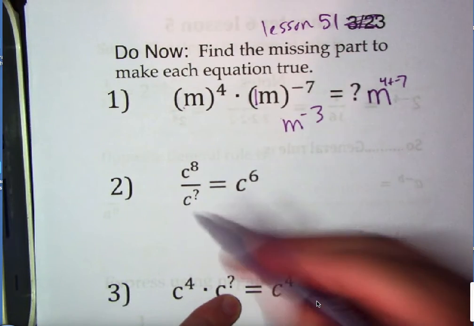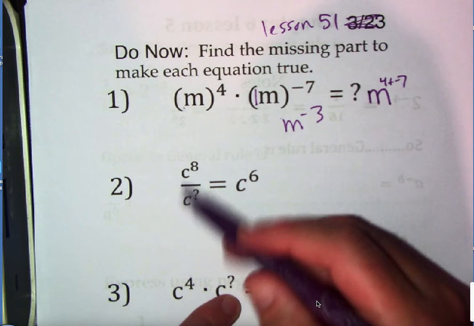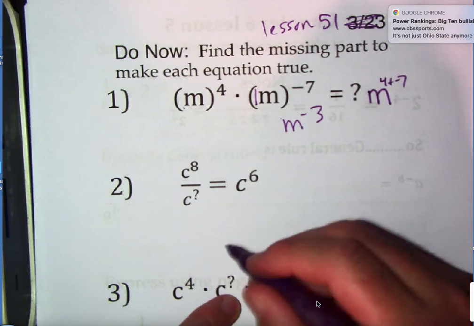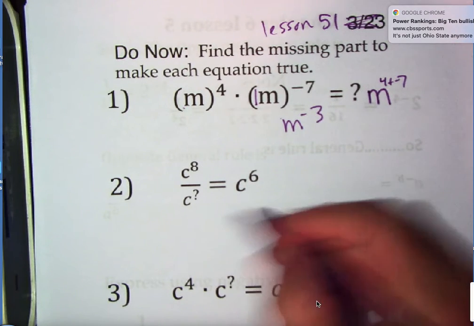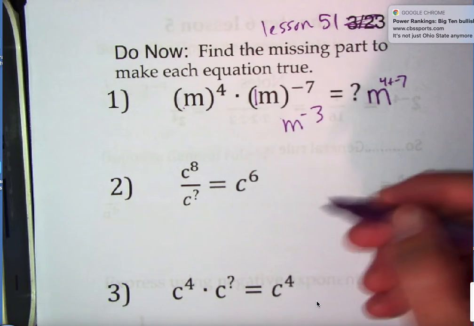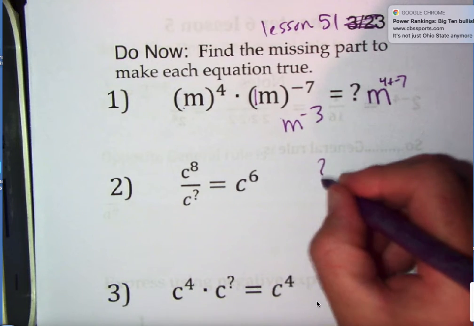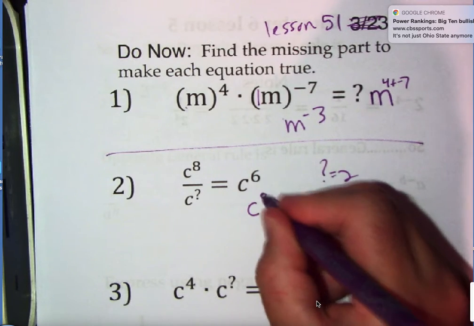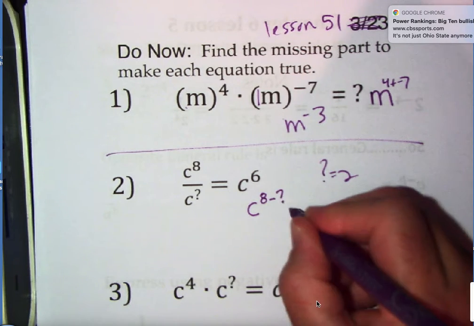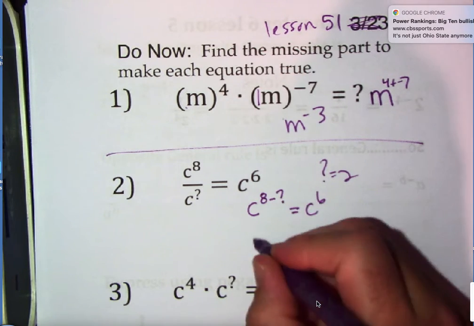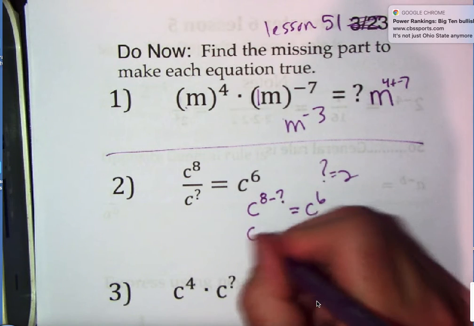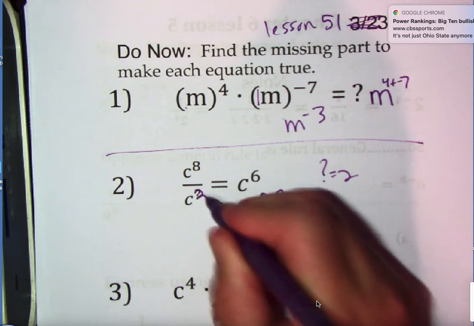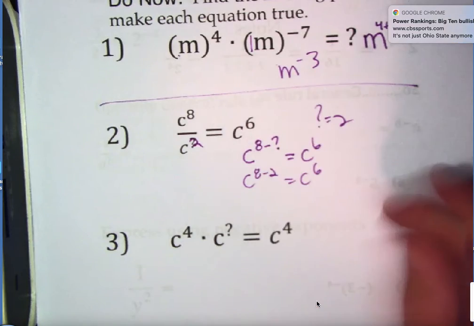Awesome. Number 2, we have c to the eighth over c to the something equals c to the sixth. So what's the question mark here, right? And a student said 2, and I'll say, yeah, how did you get that the question mark equals 2 for number 2? And they said, because you have to do 8 minus the question mark equals 6, so it has to be 2, because 8 minus 2 is 6. Fantastic.